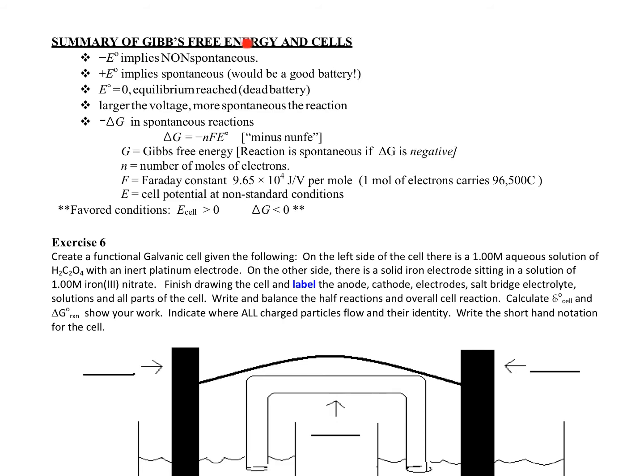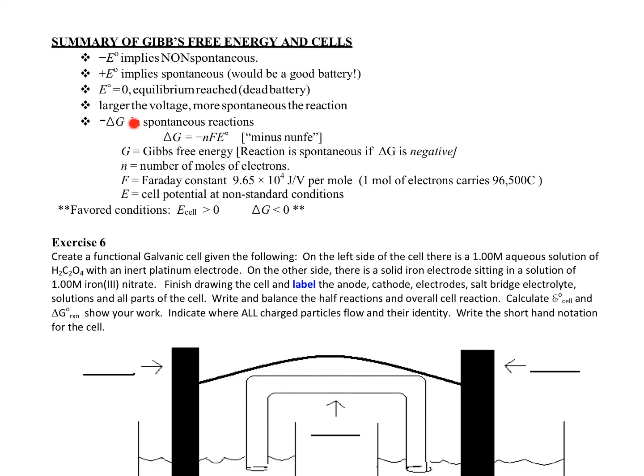So, a quick review of what we talked about. A negative E is always non-spontaneous, positive is spontaneous. This would be a good battery. It just occurs. It keeps the electricity running. When E equals 0, we're at equilibrium, and we have a dead battery. Just like when delta G equals 0, we're at equilibrium. Equilibrium means exactly equal forward and backward. Electrons are going forwards and backwards, and nothing is occurring for your poor little electrical device that needs that battery.